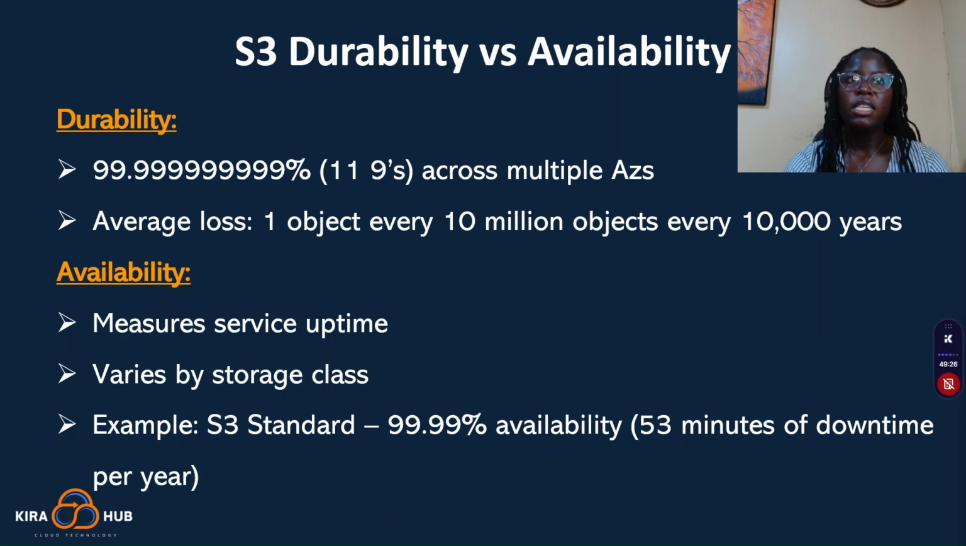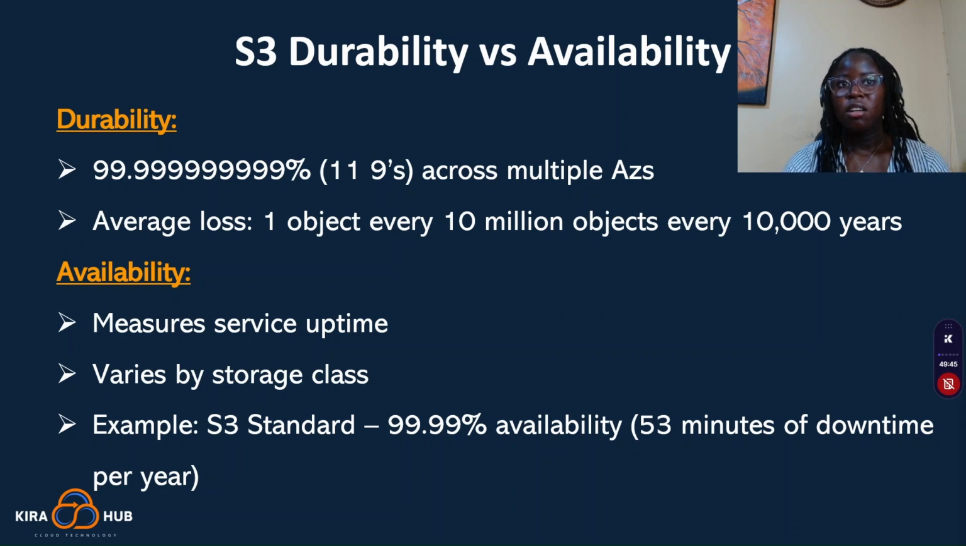So durability, how much data can you lose? In S3, if you store 10 million objects, you can expect on average to lose just one object every 10,000 years. And you can see how durable that is.